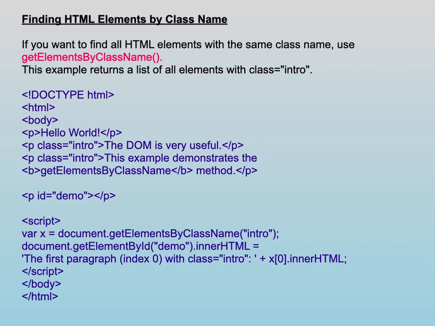x of 0 is the first paragraph element where class is equal to intro and the content is the DOM is very useful. So x of 0 identifies the first paragraph tag with the class value equal to intro, and dot innerHTML is the content of that particular paragraph element, that is the DOM is very useful. So that is what is going to attach with the comment the first paragraph index of 0 with class equal to intro colon, and that value is displayed. This is how getElementsByClassName works.